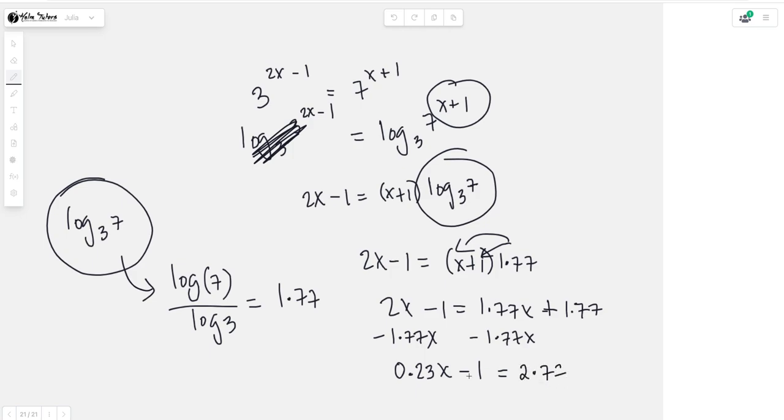2.77. Adding the 1 to both sides. Sorry, so the 1 is gone, and then divide by 0.23 on both sides. Fair? Yeah. Okay. All right.